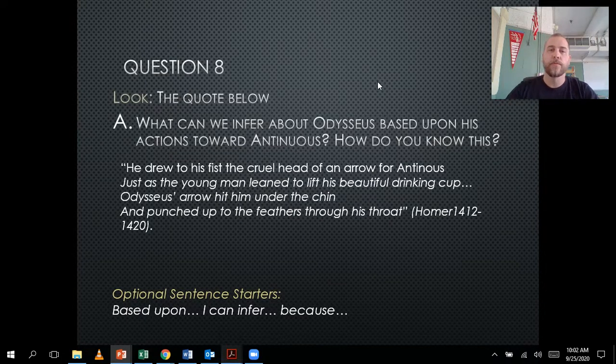Now, let's look at this quote from the Odyssey. And what can we infer about Odysseus based upon his actions towards Antinous? How do you know this? So here we go. He, Odysseus, "drew to his fist the cruel head of an arrow for Antinous. Just as the young man leaned to lift his beautiful drinking cup, Odysseus's arrow hit him under the chin and punched up to the feathers through his throat." So, what can you infer about Odysseus based upon his actions towards Antinous?